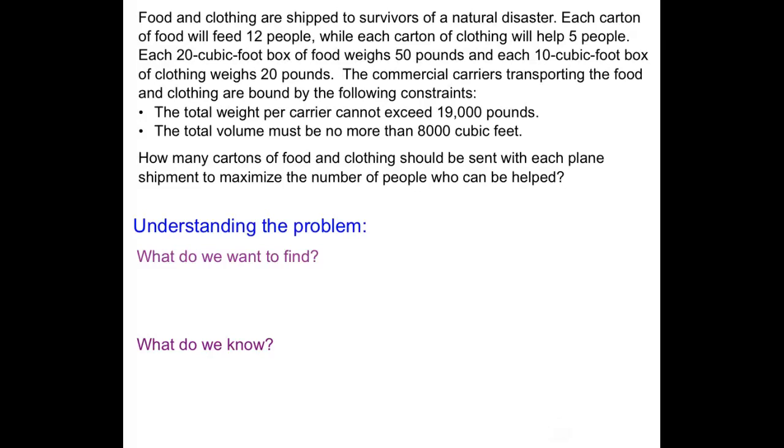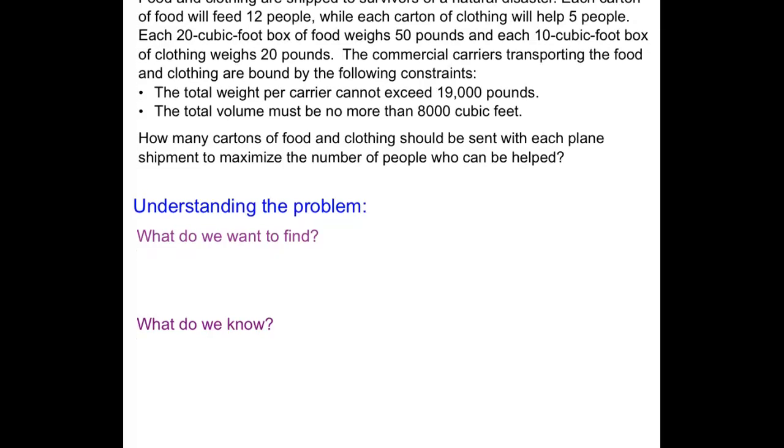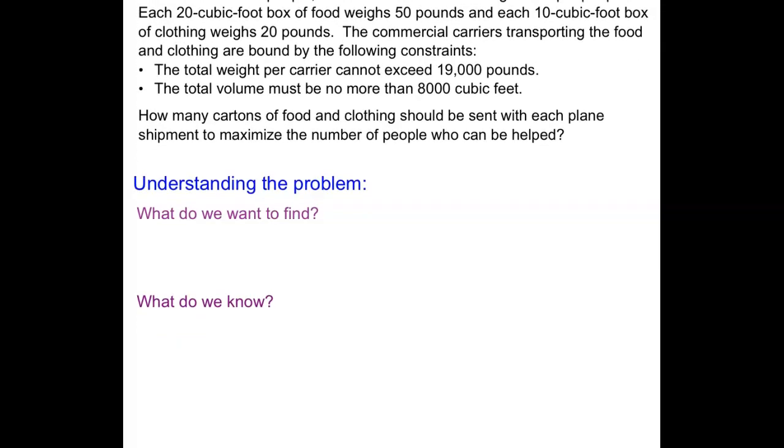The first step is to make sure we understand what this question is asking us. So what is it they asked us to find? We often find that at the end of a long word problem, so it's always good to read through it once first and then to go back and dissect the pieces. So right here it says we want to maximize the number of people who can be helped. That's what we're trying to find, the maximum number of people we can help.